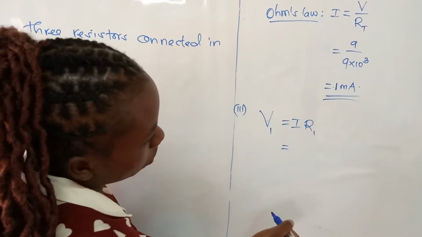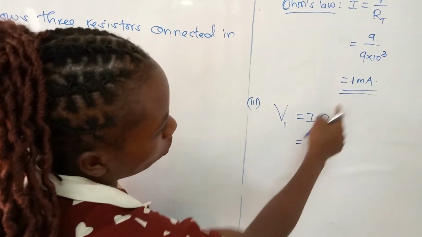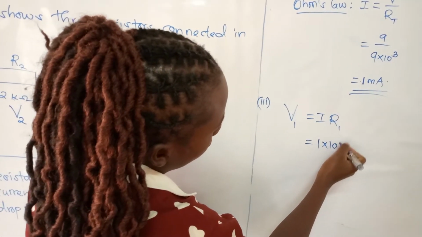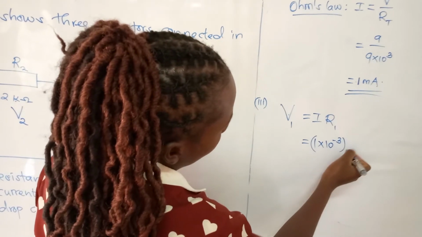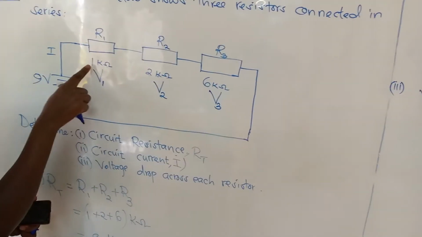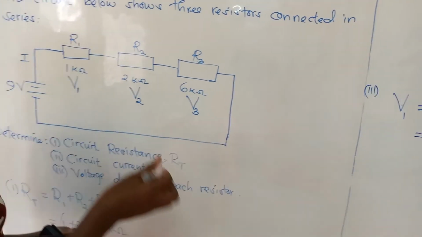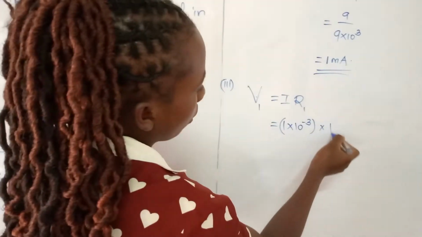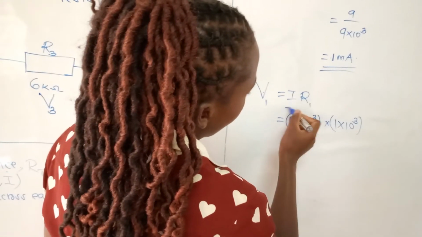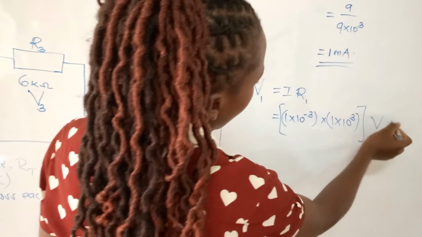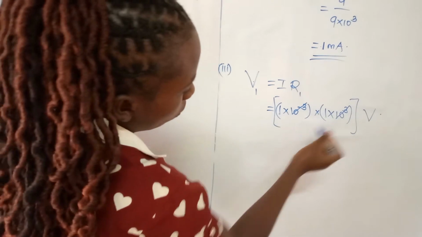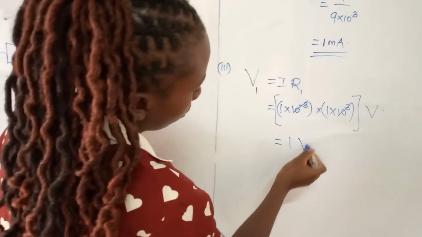And the circuit current we already have up here, which is 1 milliamperes. I'm going now to substitute the values, whereby we have current to be 1 milliamperes, which is equivalent to 1 times 10 raised to negative 3, times the resistance R1, whose value is 1 kilo ohms, which is equivalent to 1 times 10 raised to positive 3. And now the powers of 10 cancel out so that we remain with 1 times 1, whereby we have 1 volts.